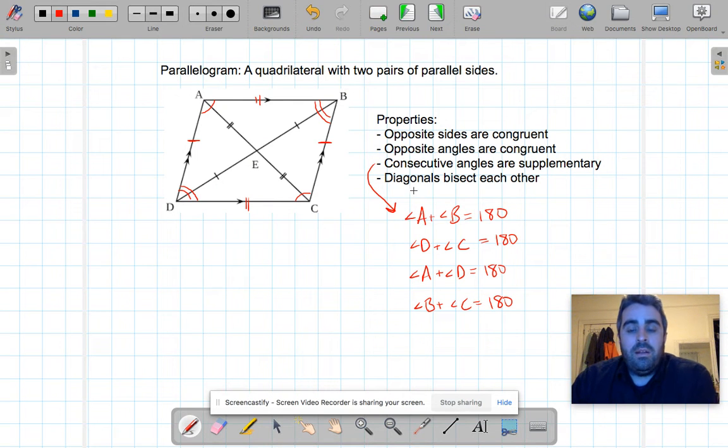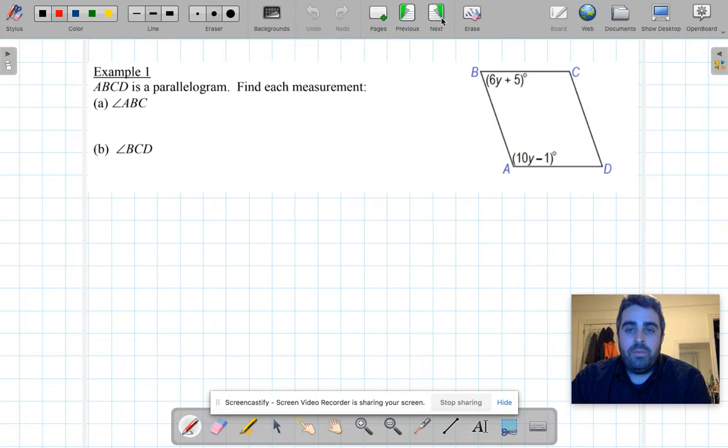Finally, we see that diagonals bisect each other. So if we have this point in the middle, E, we see a diagonal AC and a diagonal DB. These intersect at point E, and they bisect each other, so we can say that DE and EB are congruent, and AE and EC are congruent. So what we usually do is apply these properties to solve problems or do proofs.